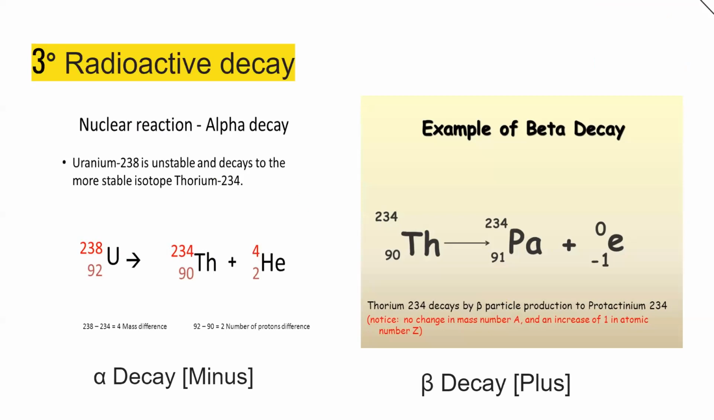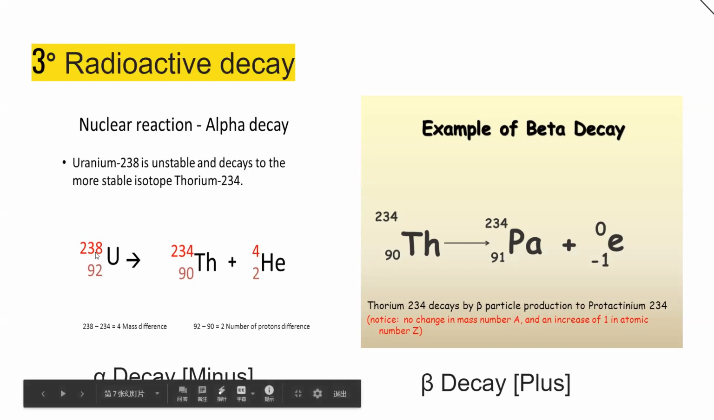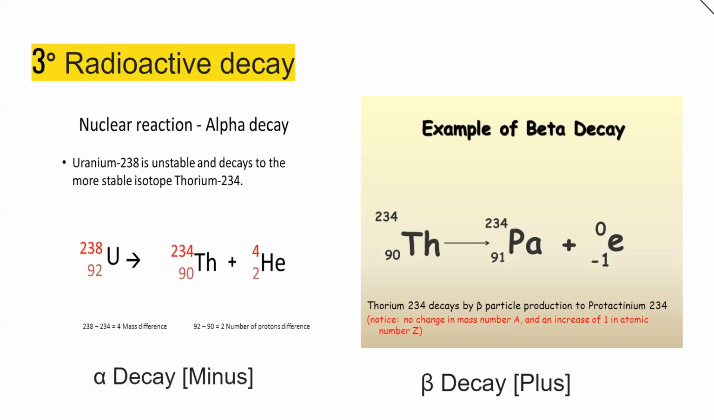Then there are two major types of radioactive decay, which are alpha decay and beta decay. They can be separated by the different particles that are released. For alpha decay, scientists mostly use uranium-238, and through a nuclear reaction it changes to Th, which is one chemical element, 234, plus helium. On the left side, the number above is the mass number, and the one below is the number of protons.